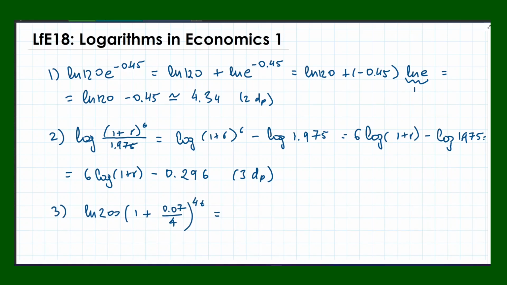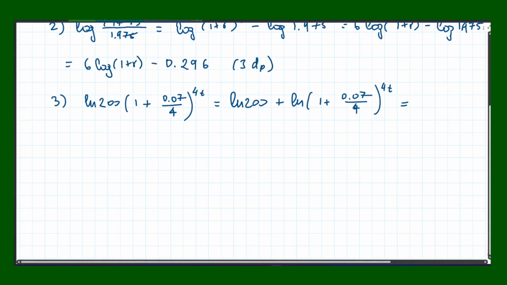Again, this is similar to the first example, in the sense that I have got a multiplication behind the log sign, so I can break that out as addition of the same logs. So I can write ln 200 plus ln of (1 plus 0.07 over 4) to the 4t. Let us make a bit more space and carry on down here.